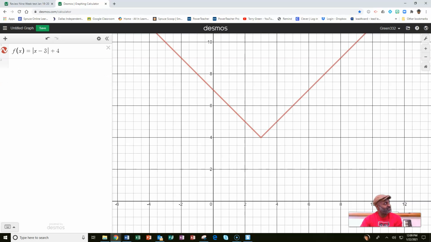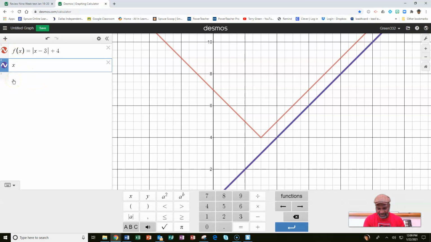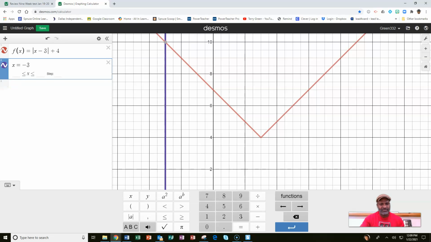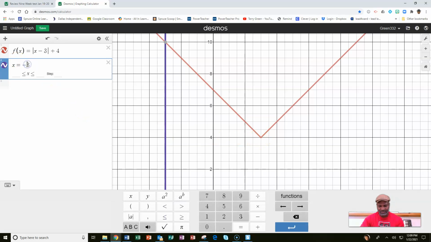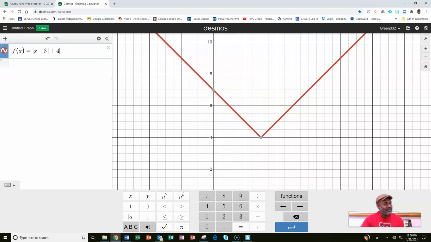What about the axis of symmetry? It says the axis of symmetry is x equals negative 3. Well, I'm going to draw that. x equals negative 3. Is this the axis of symmetry of that? No. This is x equals negative 3. Actually, x equals 3 is the axis of symmetry. So that's not it.